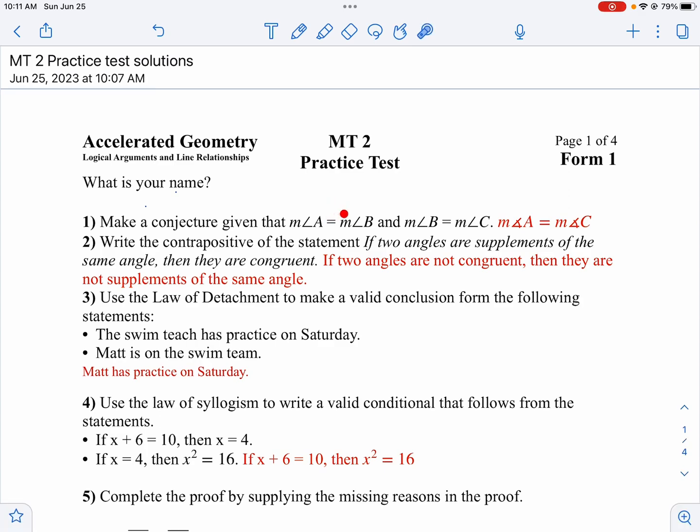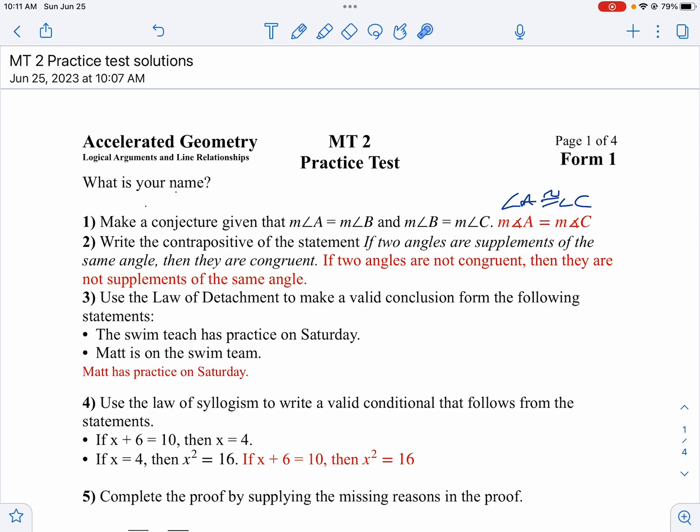given that the measure of angle A equals the measure of angle B and B equals C. I would say by the transitive property A equals C would be a perfect conjecture. You could also say angle A is congruent to angle C. That would be a valid conjecture too.